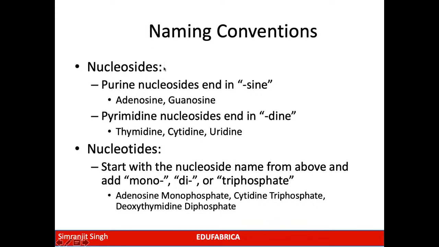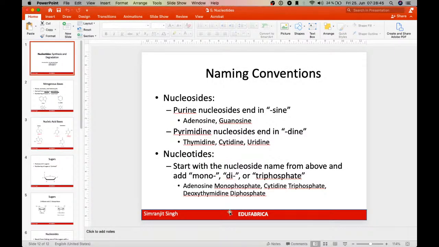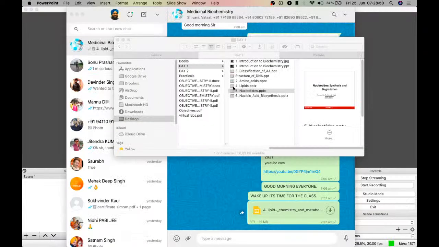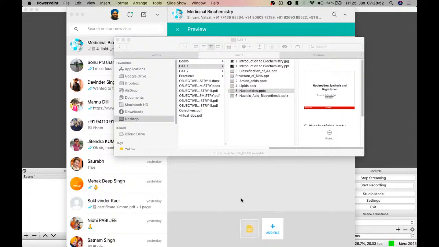Some naming conventions. So for nucleosides, the purine nucleosides end with -sine, like adenosine, guanosine. And the pyrimidines end with -dine, so thymidine, cytidine, uridine. Whereas the nucleotides start with the nucleoside name, and we can add mono, di, or triphosphate. So adenosine monophosphate, cytidine triphosphate, deoxythymidine diphosphate, and so on. So that was just to give you the basics about nucleotides and nucleosides, the difference between them, and how they are all different.